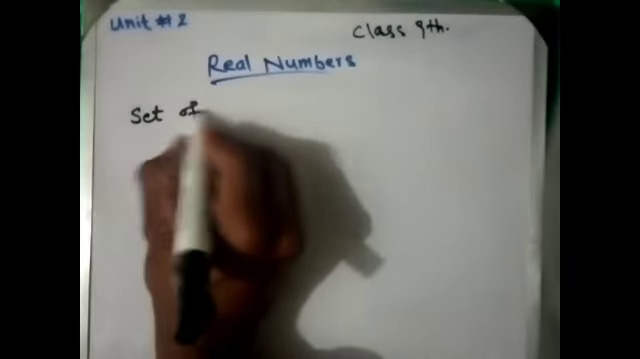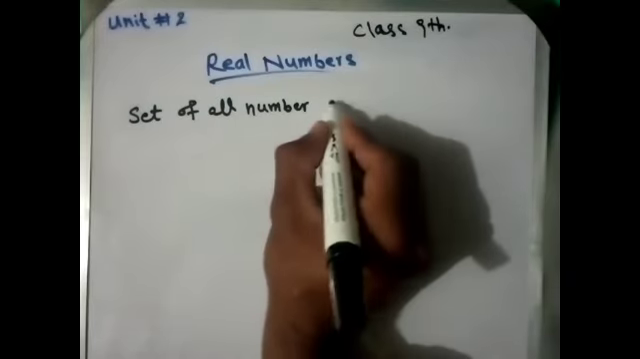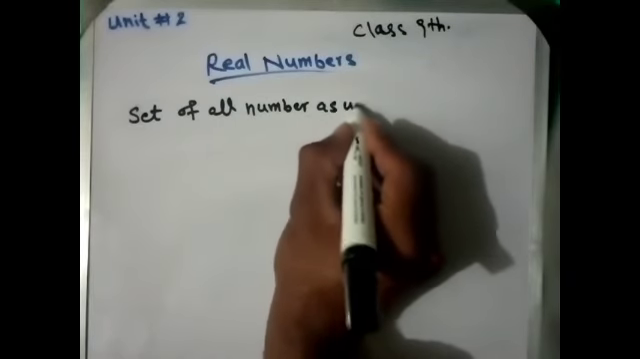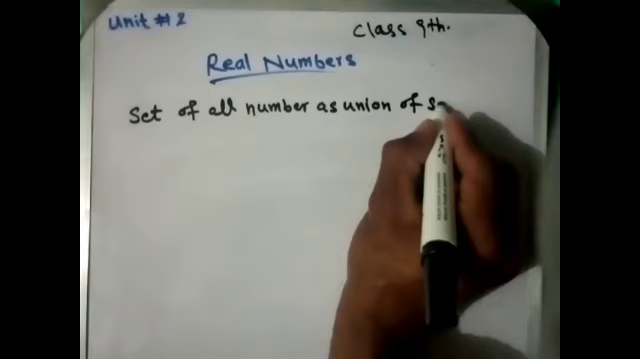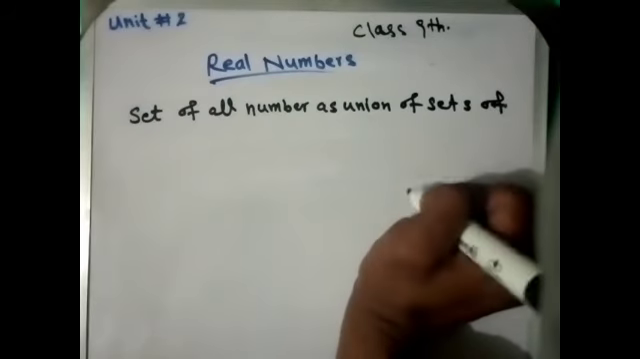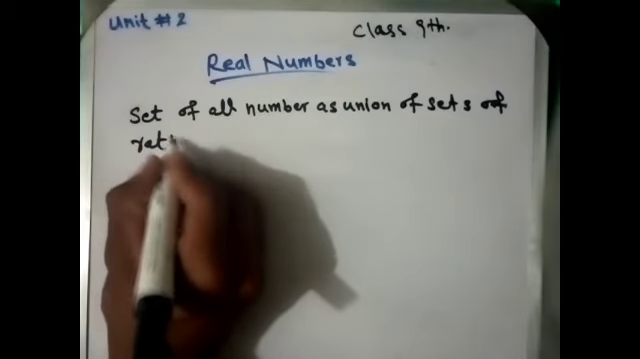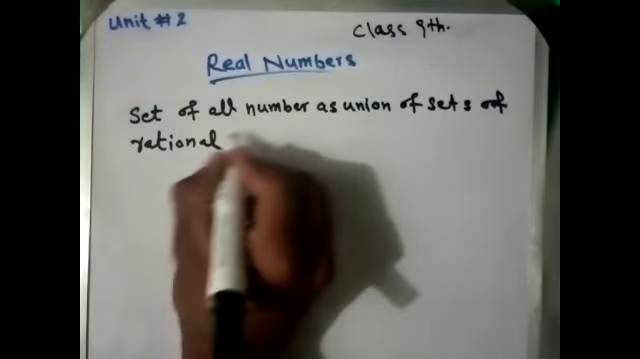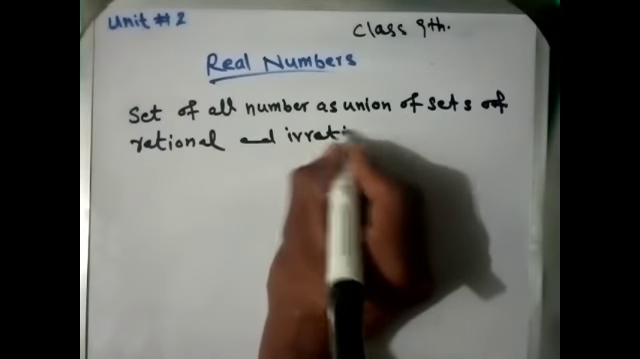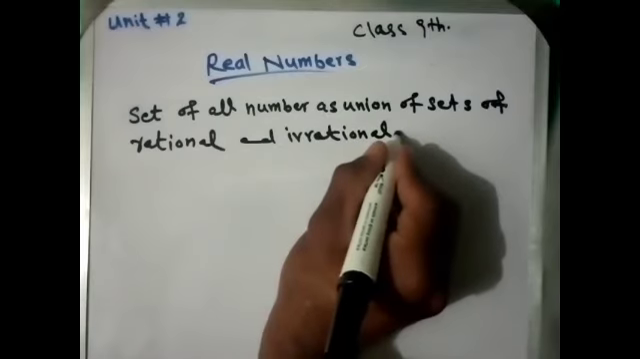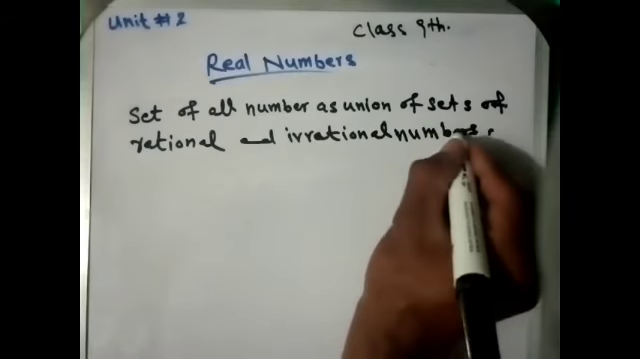Set of all real numbers as a union of sets of rational and irrational numbers. Irrational numbers.